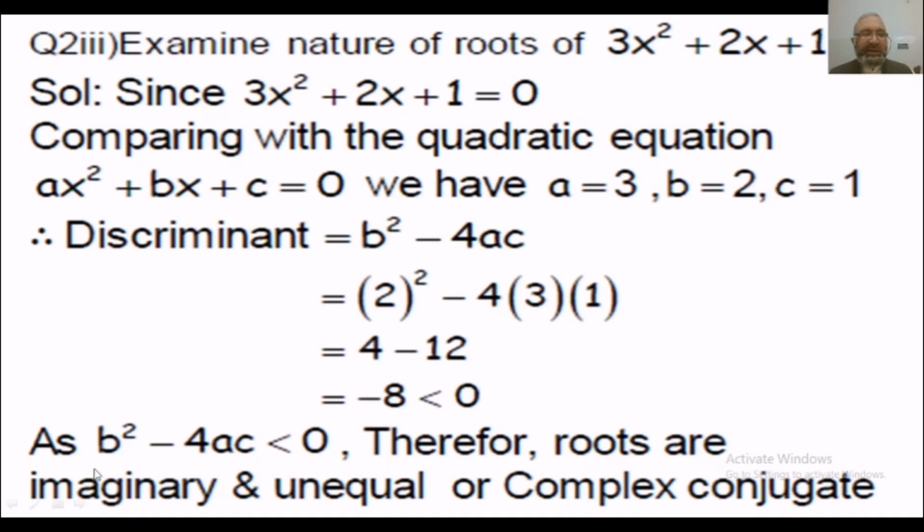So the third case, b square minus 4ac is less than 0. That is, the discriminant is less than 0. Therefore the roots are imaginary and unequal. Or imaginary means complex conjugate or complex roots.